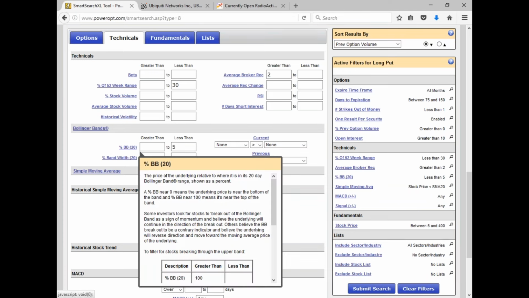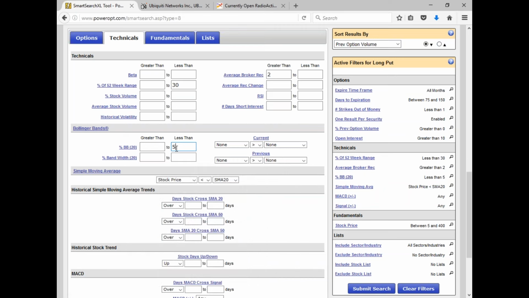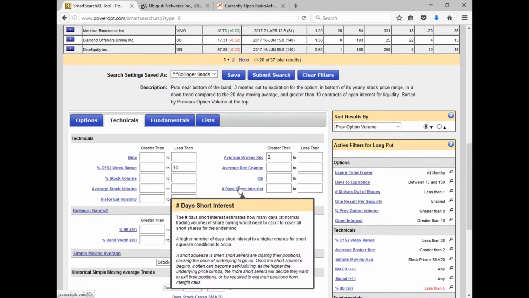you can use that percent BB20 to find positions that are at the upper Bollinger Band, which would be equal to 100, or popped above the upper band, which would be anything greater than 100. And then, of course, anything less than 0 would be below the lower Bollinger Band as well. Okay, so that's how you can use the Bollinger Band criteria.